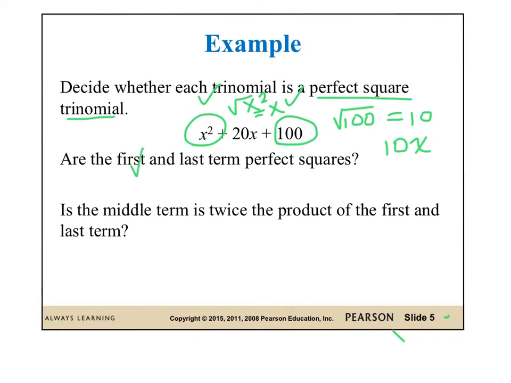So this is true, this is true. And the middle term is 20x. And it is positive 20x. And that is equal to 2 times 10x. So yes, this is a perfect square.